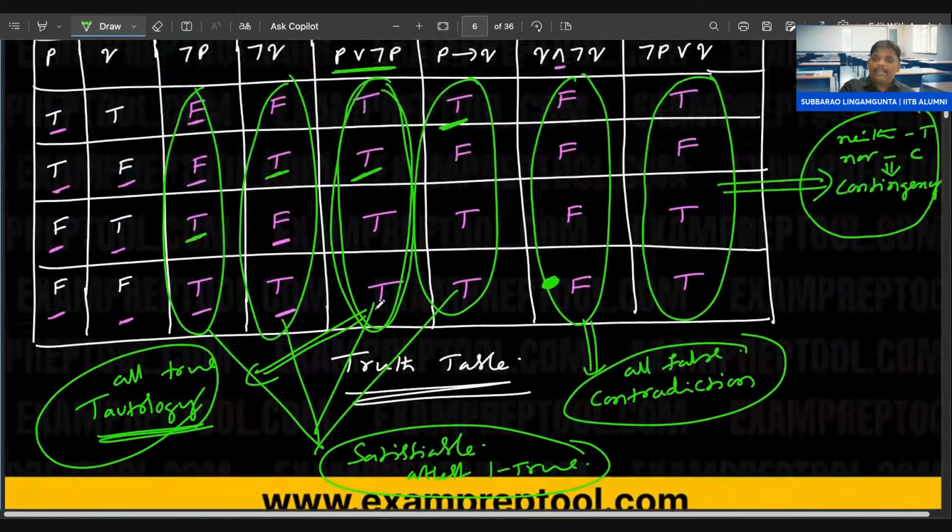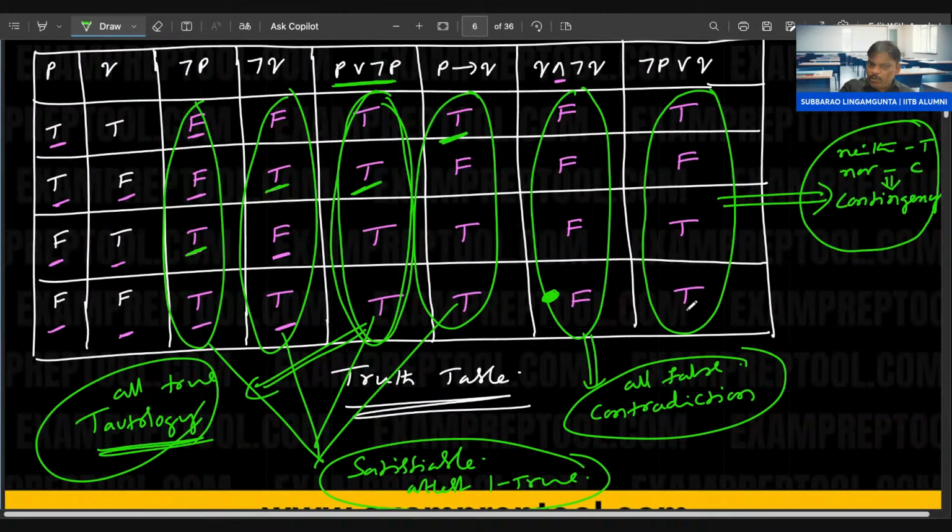For a particular proposition in the truth table, all true is tautology and all false is contradiction. But if you observe here, all are not true, and all are not false either. Neither all true nor all false means neither tautology nor contradiction. That is called contingency.